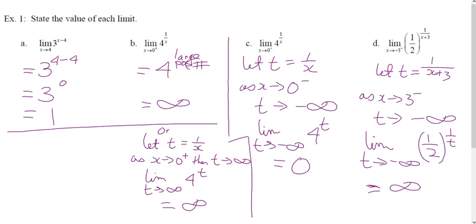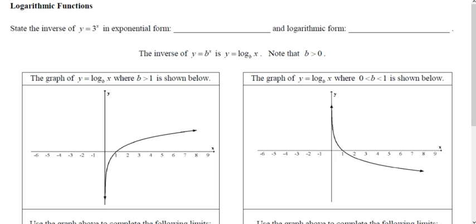Okay, now we can turn the page. So now let's deal with logarithmic functions, right? State the inverse of y equals 3 to the x in exponential form. So to do an inverse, you interchange x and y. So this will become x is equal to 3 to the y. We don't like writing a function like that. We want to change it to y equals. So what's y equal to? Log base 3 of x. Okay, so logarithms.